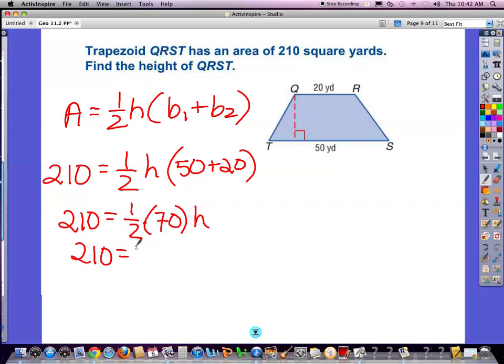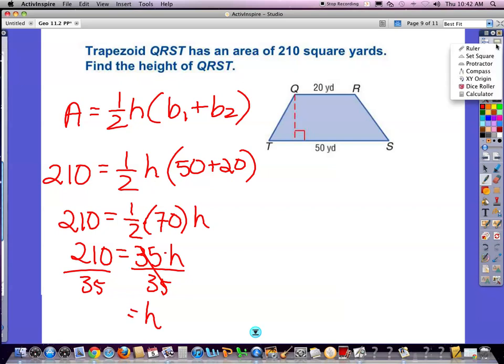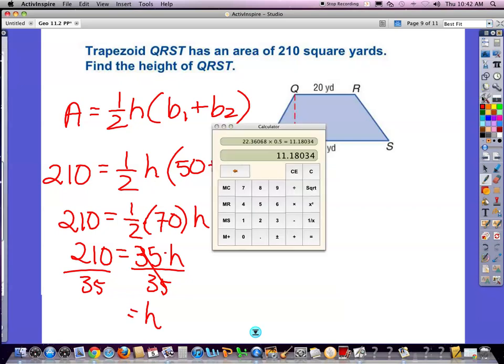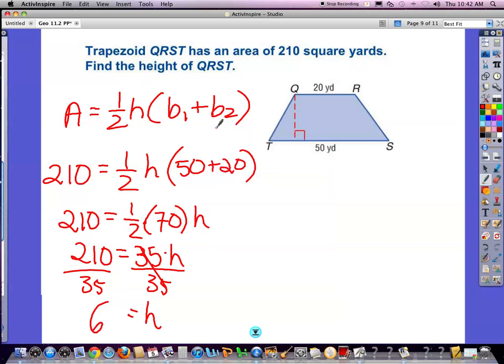So 210 is equal to 35 times H. Divide by 35. All right, H is equal to whatever 210 divided by 35 is. And it looks like 6. And what units are we going to be doing this in? It looks like yards. So your height is going to be 6 yards.